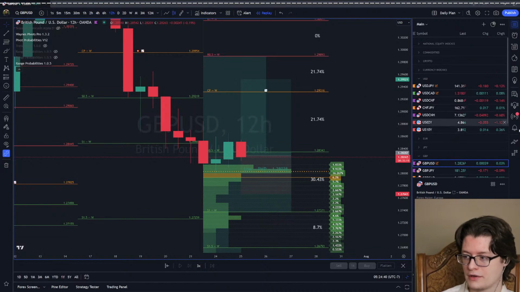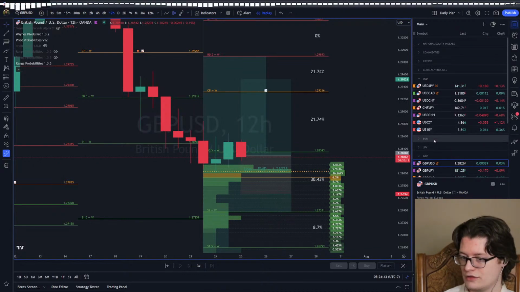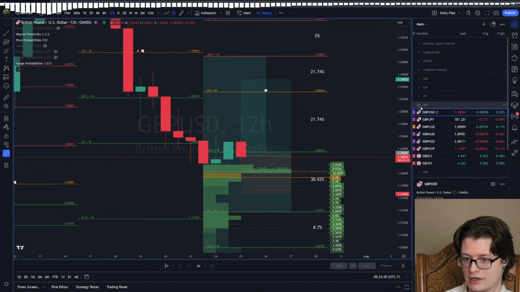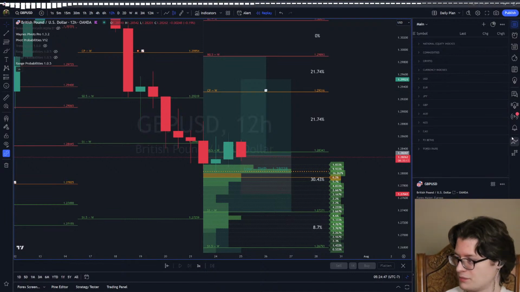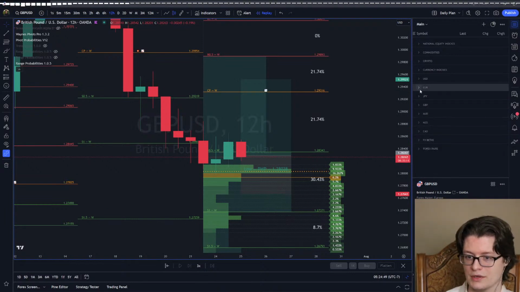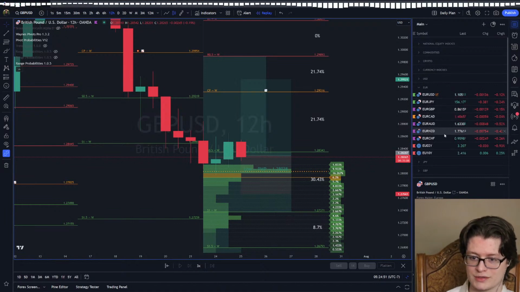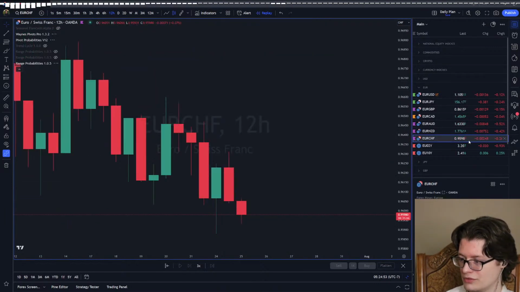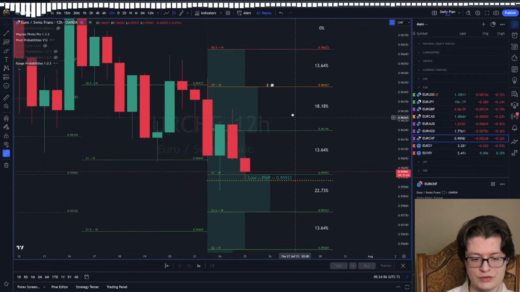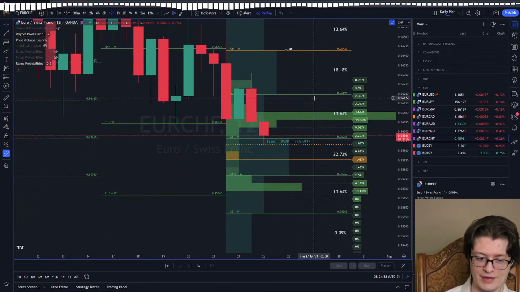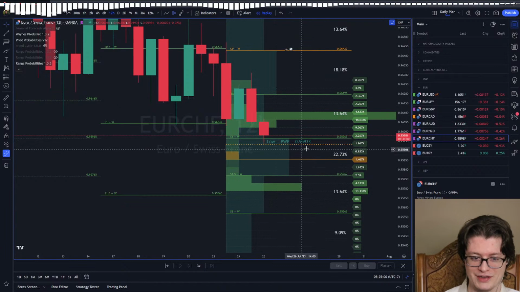Okie doke. Let's see here. And then Euro Swissy. And I think we'll call it at Euro Swissy unless I get a couple more responses or a couple more questions. So Euro Swissy. Hey! Probability way to pivot low.